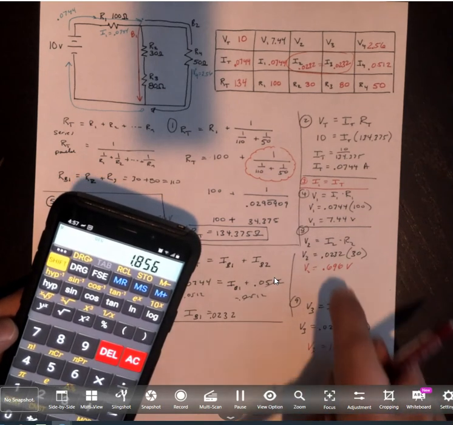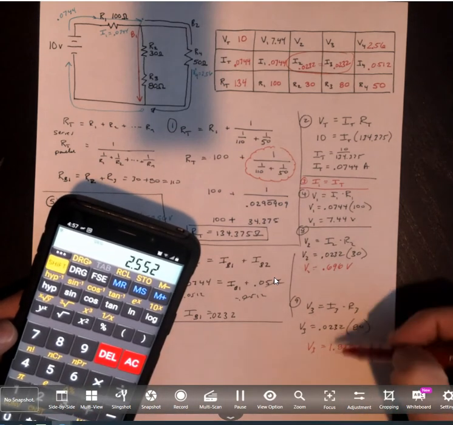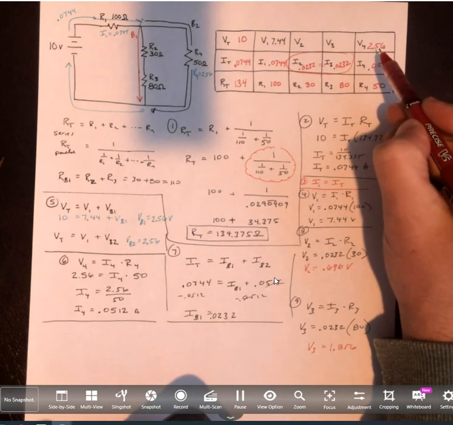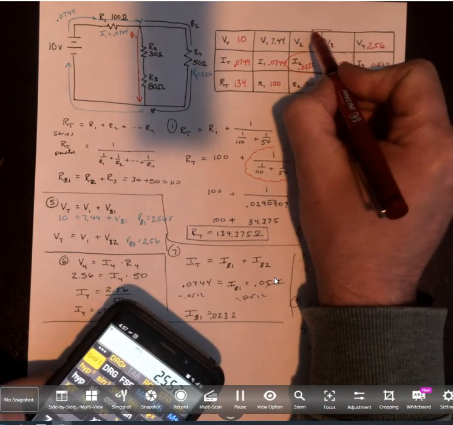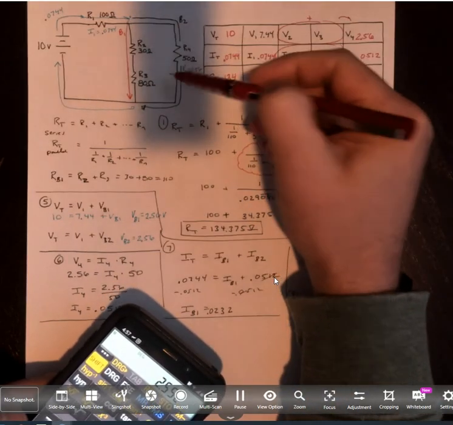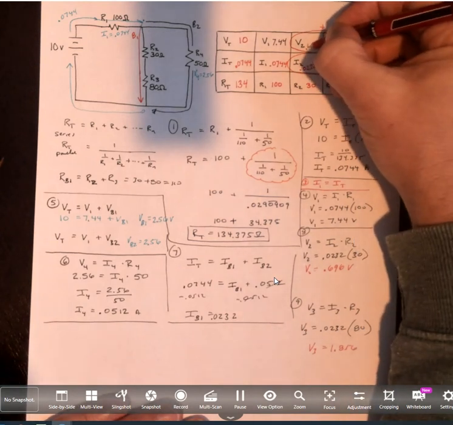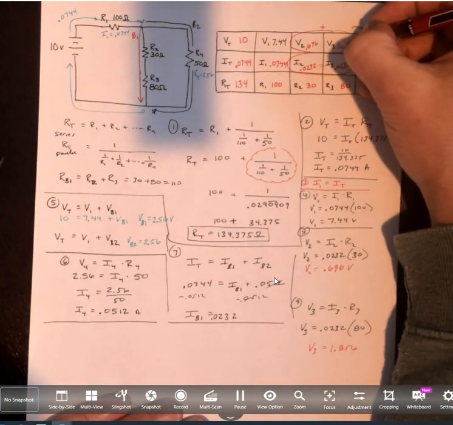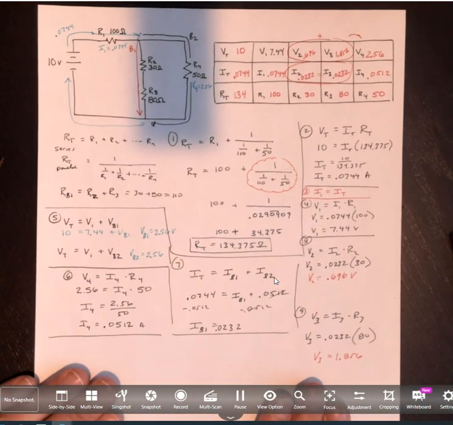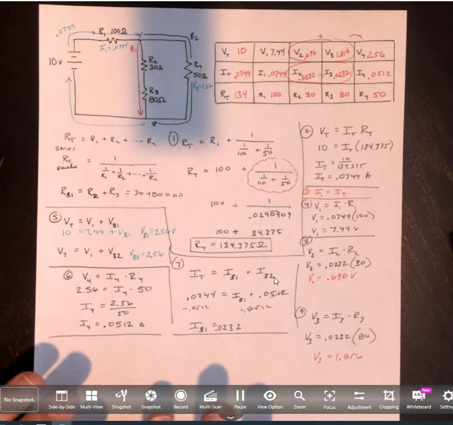1.856. Now if I add these two together, 1.856 plus the 0.696, I should get the same voltage here, 2.56. I knew that the voltages of these two have to add to equal that. Each branch gets the same voltage. So I have 0.696 and 1.856. There you go.